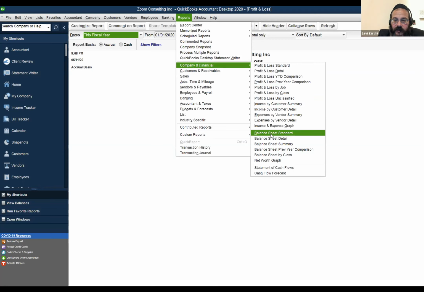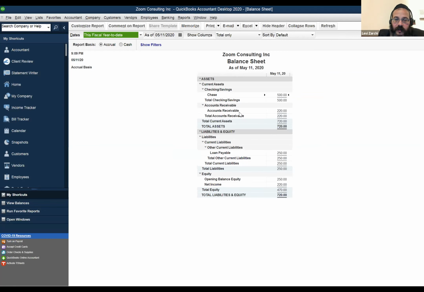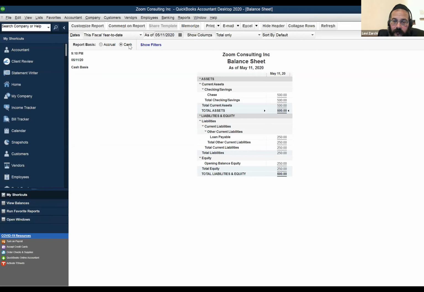If I go down to the balance sheet and I want to see the balance sheet as of today, you would see the bank has $500. I have $220, which is an asset. I have money I'm trying to collect, and that wouldn't make a difference if it's cash basis. In some cases, I don't want to get into that right now, sometimes you go to cash and you will see a line item for accounts receivable. It doesn't usually show up on the balance sheet if you don't show the profit. So the cash, I only have $500 in the bank.